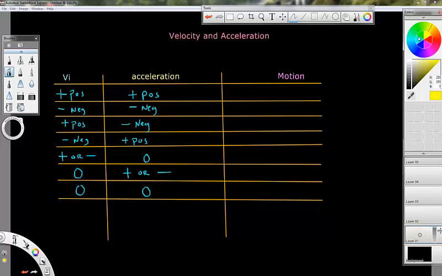All right, this is one of the more confusing bits of physics, but let's try to make it simple. Velocity and acceleration. So here we have 7 different examples, and we're going to try to figure out the motion of it. So this is the initial velocity. This is actually v sub i here. And let's say in this first example, it's positive. Okay, so you're moving along in a positive direction.